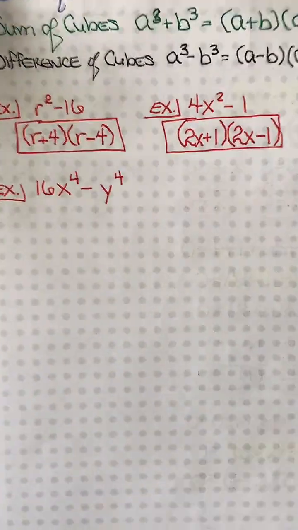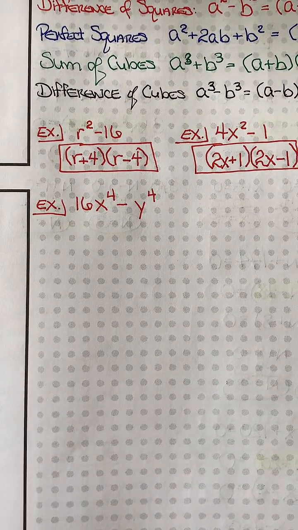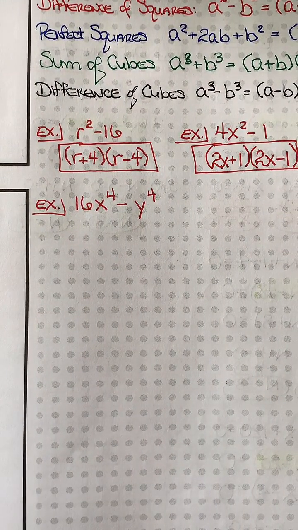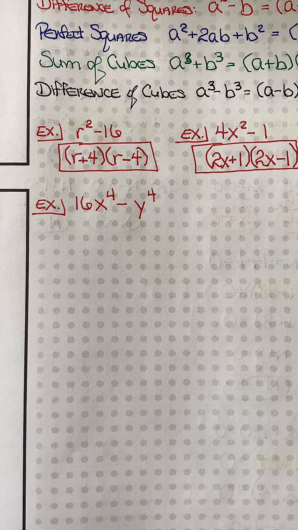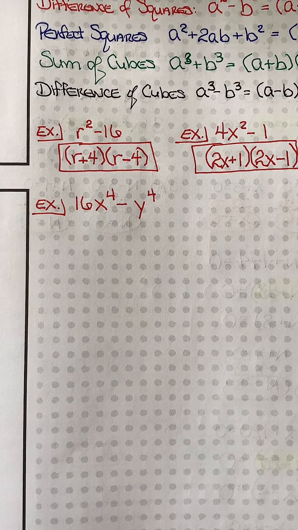So we have 16x to the 4th minus y to the 4th. All right, you're not freaking out. Deep breaths. Okay. You've been so long. Oh, that's okay. Welcome. All right. So now we have 16x to the 4th minus y to the 4th.